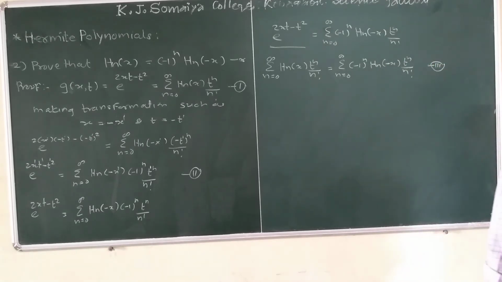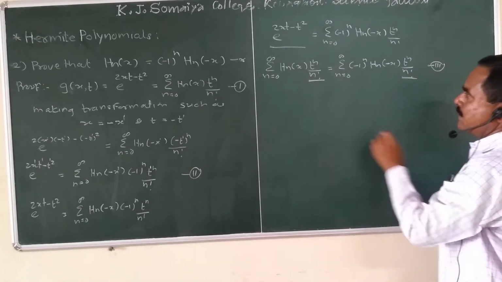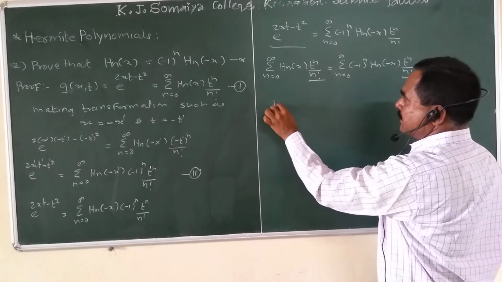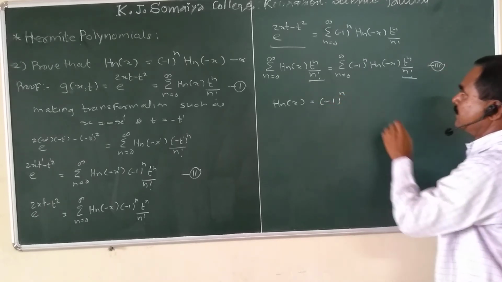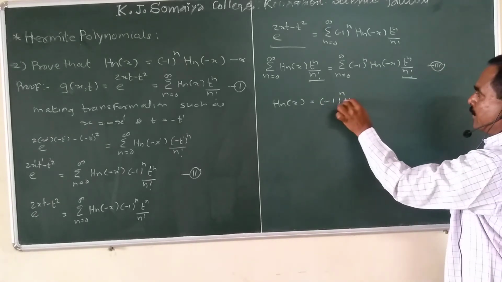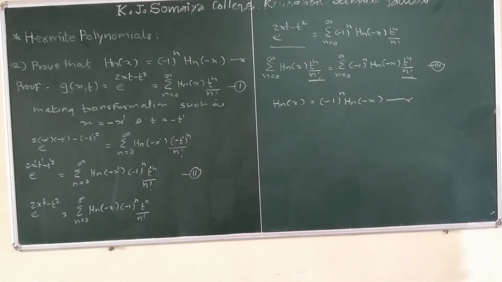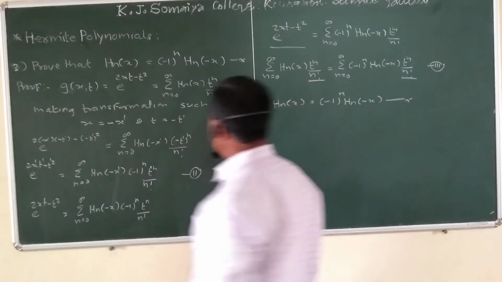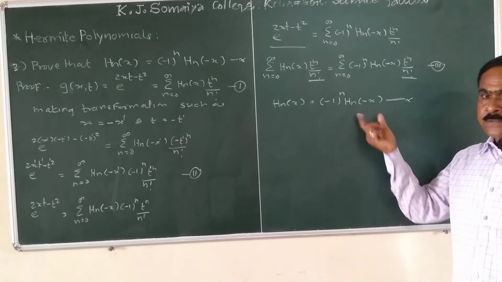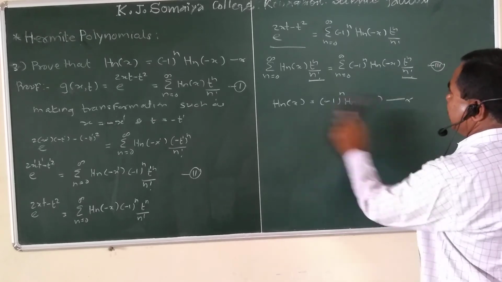Now here we compare the coefficient of t raised to n upon n factorial on both sides. So comparing the coefficients, we write H_n of x equal to minus 1 raised to n H_n of minus x. So this is the proof of property third. Then we see the fourth property.